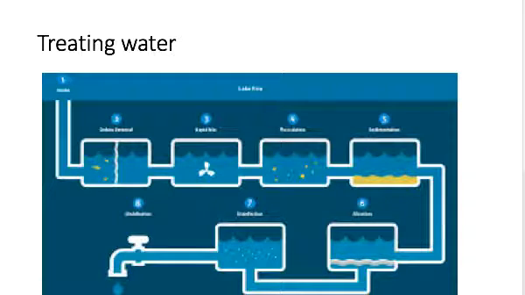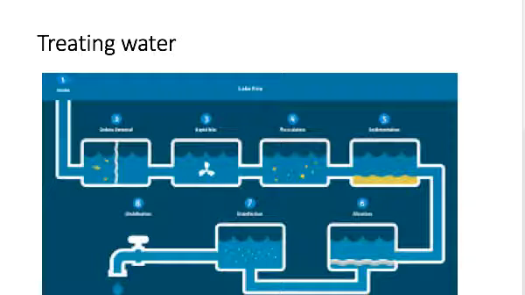The next thing I'm going to talk about is treating water. Treating water is a very long process that involves a lot of steps. The first step does not involve chemistry, but it's called screening. Screening removes any objects or animals from the water.